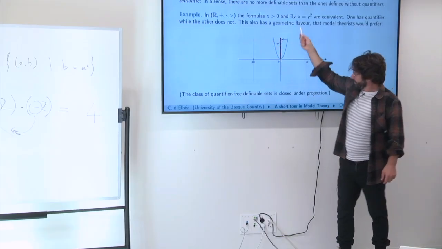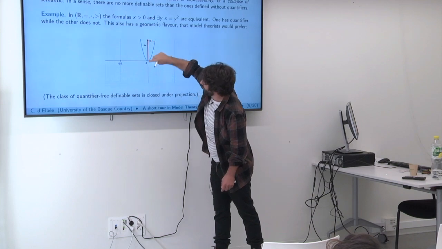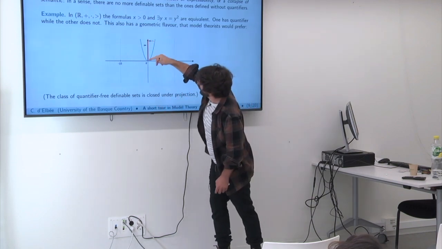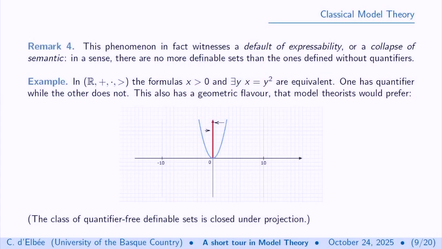And this has a geometric flavor that model theorists would prefer. The way to look at this is you have your parabola, which is the graph of the square function, and quantifying is actually equivalent to projecting. I'm not going to define exactly, but that's what's happening. And if you project this parabola to the axis, this is quantifier-free again. And actually, the class of quantifier-free definable sets being closed under projections is another way of stating quantifier elimination. Doesn't matter if you don't really understand what's happening here.